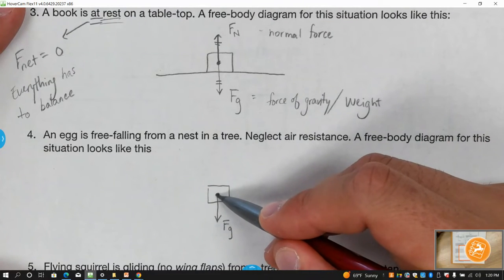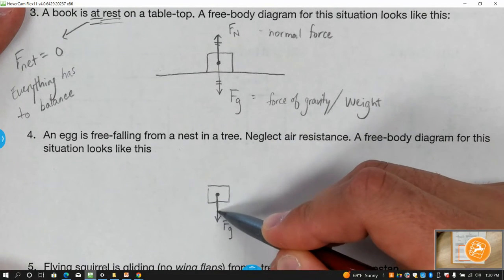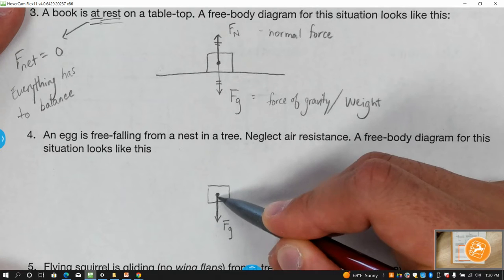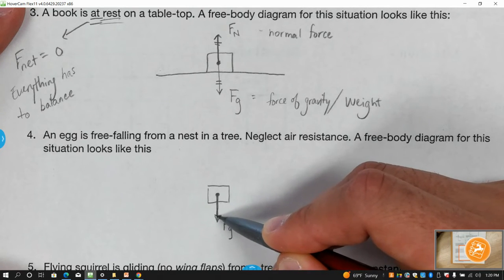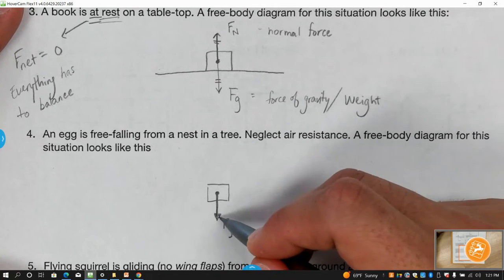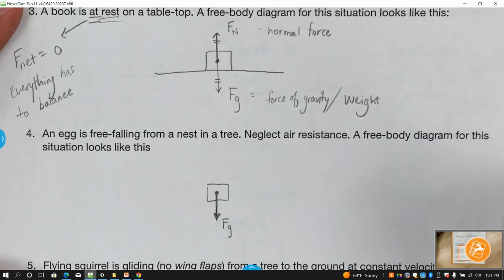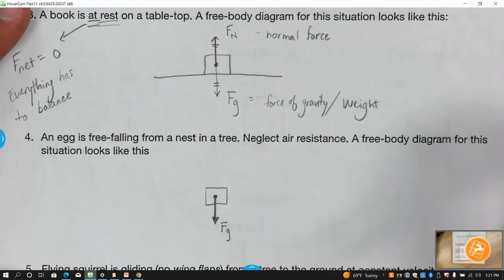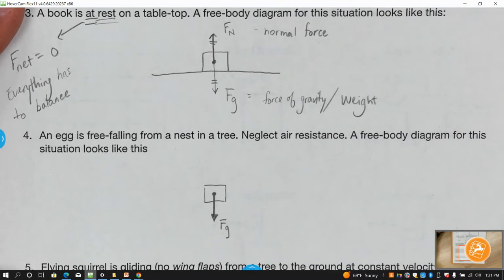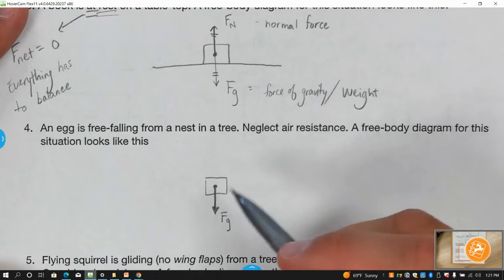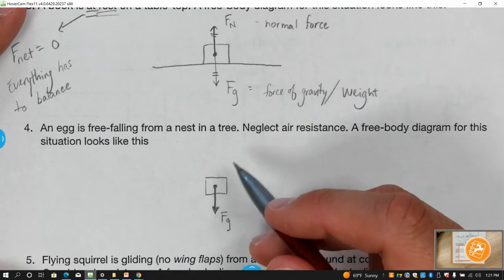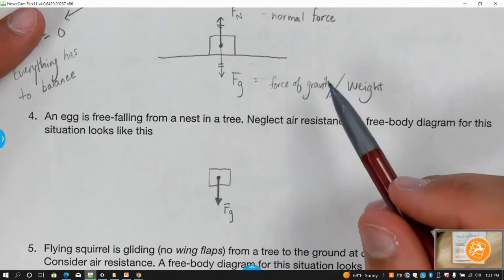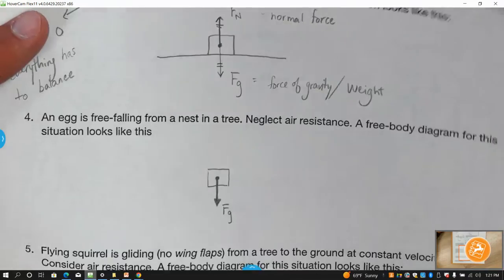Since this is the direction of the net force, which is downward, this object will accelerate downward, which should make sense. If you drop a pencil or a pen, yes, there's some air resistance, but it's not enough to balance out the weight of the object. So it will accelerate in the downward direction.